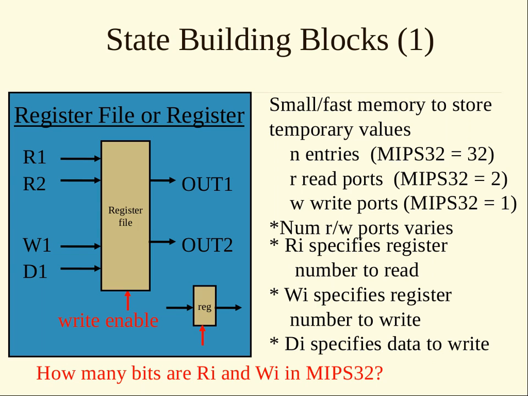These two specify which one to read. I want you to read registers 1 and 4, and the out would be the data value. Maybe register 1 had the value 32, and register 4 had the value 100. You tell it which register you want to read, and it produces the values of those registers.